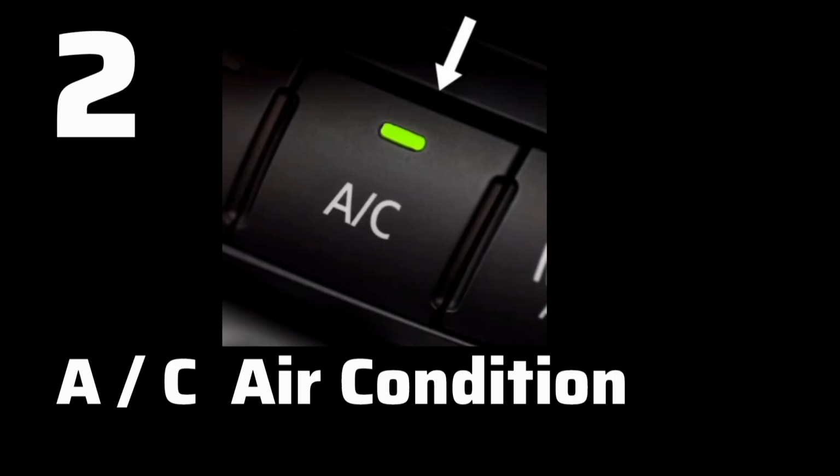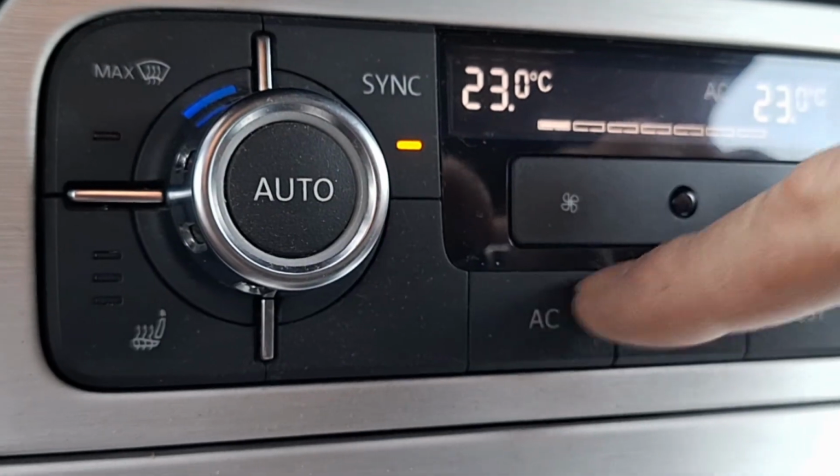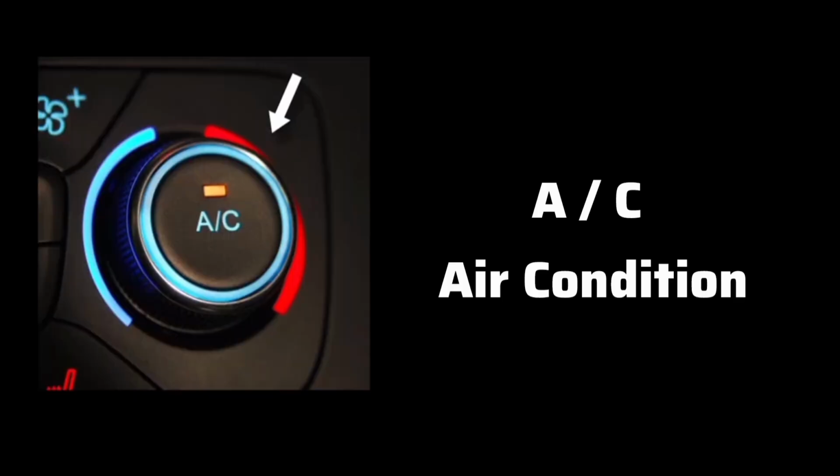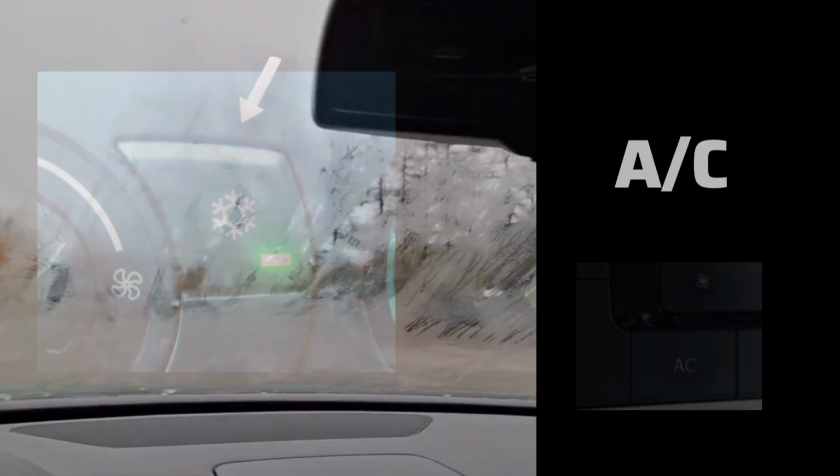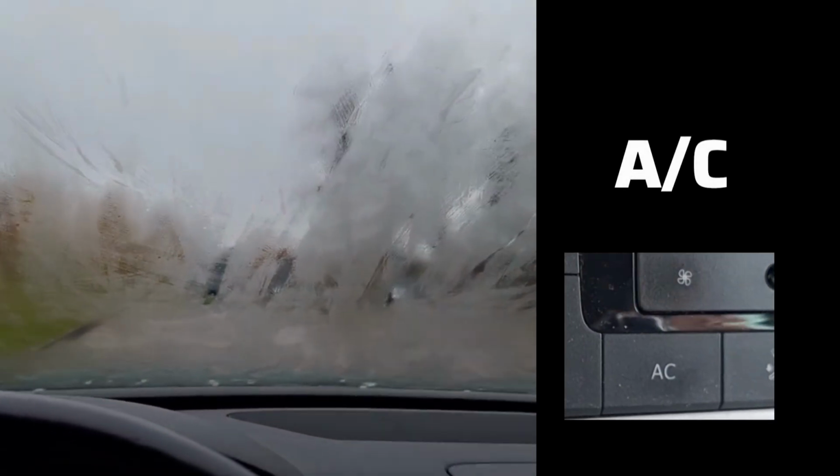This is the AC button. Pressing it turns the air conditioning on or off. When it's hot inside the car, it cools the cabin and helps you feel comfortable. When it's raining and the windows fog up, the AC quickly defogs the windows.